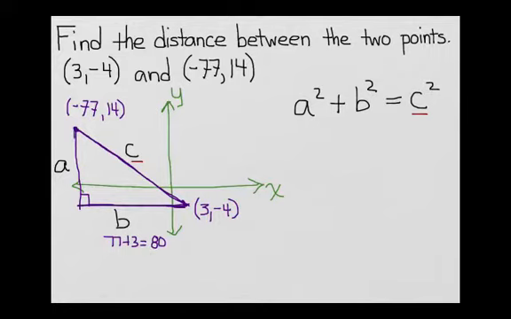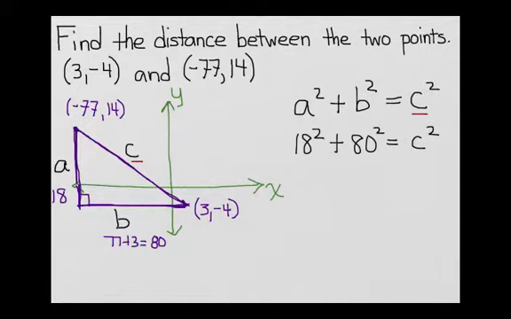And for the length of this segment here, that length is going to be equal to 14 plus 4. 14 because the distance from here up to that point is 14, and the distance from here down to the height of the other point is 4. So this side length is going to be equal to 18. So that tells us that 18 squared plus 80 squared is going to be equal to c squared.